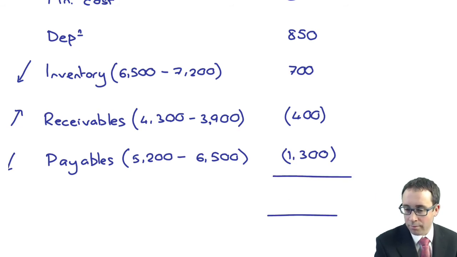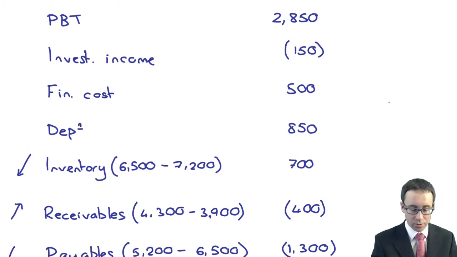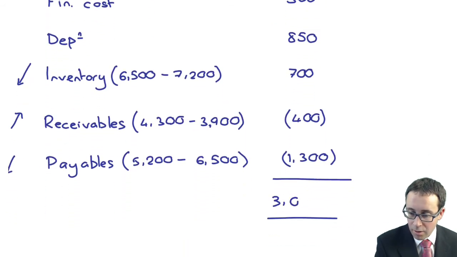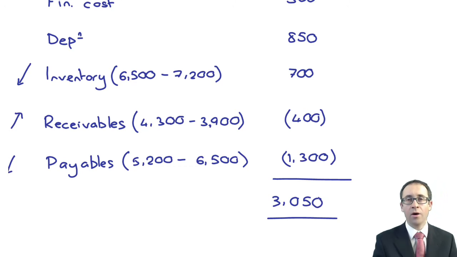Once you've done that, it's all complete. We can then just figure it all out. 2,850 less the 150 plus 500 plus 850 plus 700 less 400 less 1,300 gives me, is it 3,050. Okay, that's your cash from your operations. Okay, there we go. Excellent. Work it through with a couple of examples. It's revision essentially from the certificate level, so hopefully you shouldn't find that too challenging.